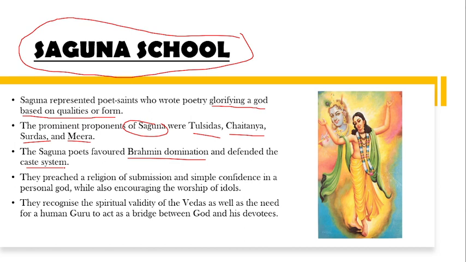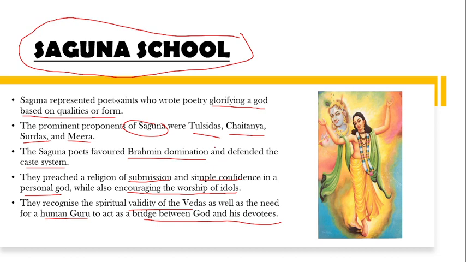But see here, the Saguna people favored the domination of the Brahmins and also defended the caste system. They preached a religion of submission and simple confidence in a personal God while also encouraging the worship of idols. So what the Nirguna people opposed was supported by the Saguna school. They recognized the spiritual validity of the Vedas as well as the need for a human guru to act as a bridge between God and his devotee.